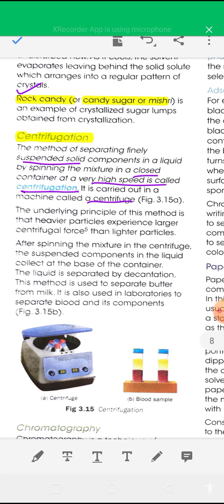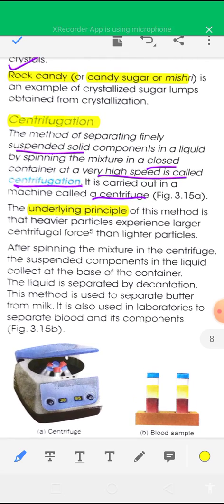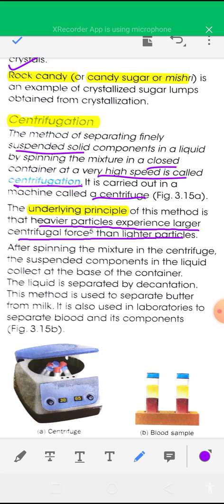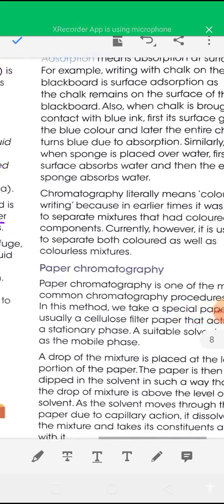Okay, and what is the underlying principle of this method? The principle is that the heavier particles experience larger centrifugal force than the lighter particles. This is the working principle of this method. You have to remember the principle also.